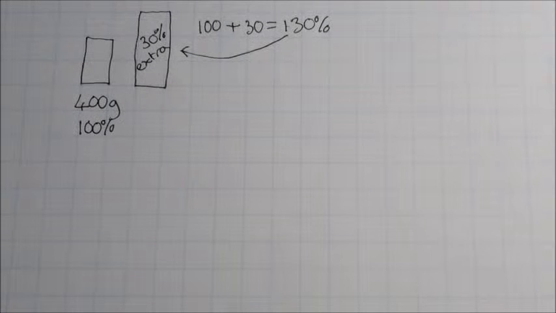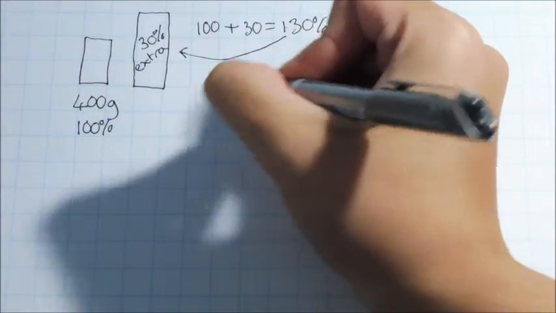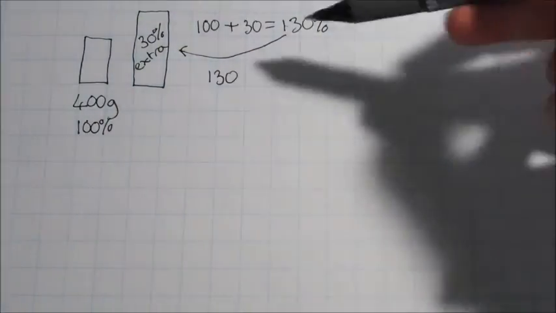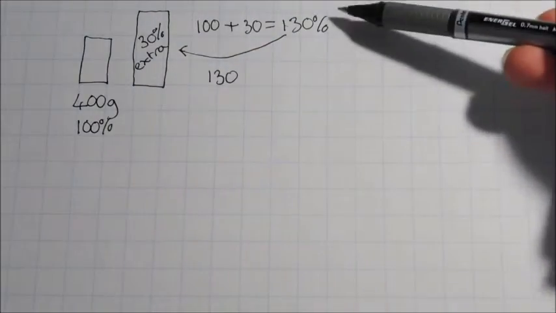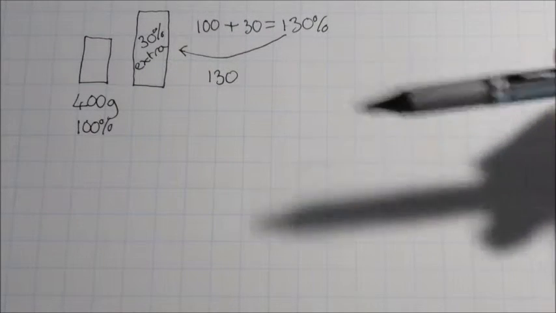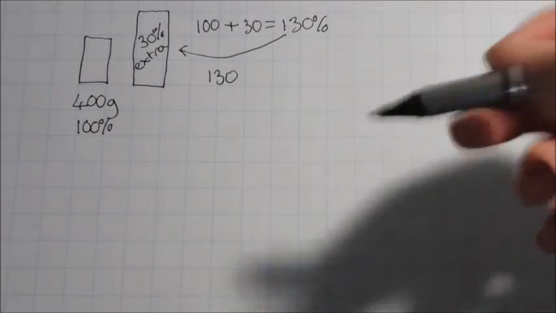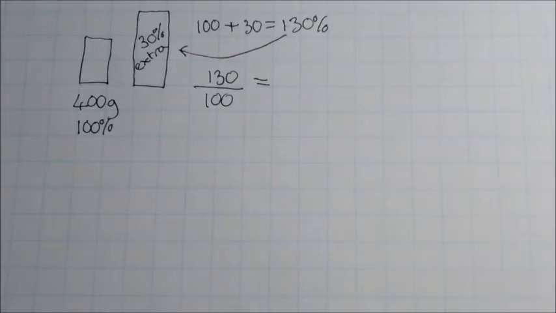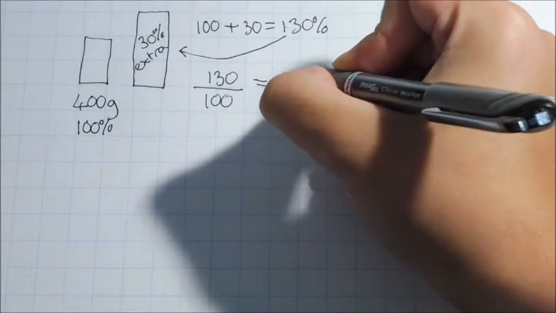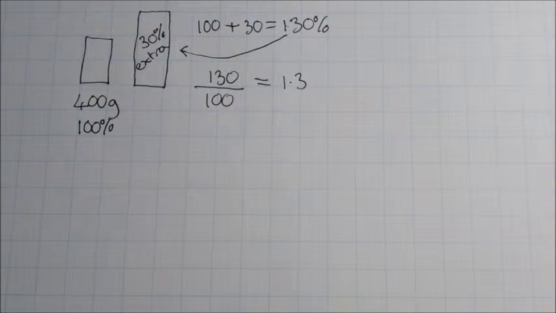So what is 130% in terms of working out how many grams of cereal we've got? Well, 130%. 30% is the extra bit, and the 100% is this first part here. So when you do a percentage, it's always out of 100. So you now know that you have 130 out of 100. So if you were to work out what 130 divided by 100 was, you would get 1.3. Now 1.3 is going to be the multiplier in this question.